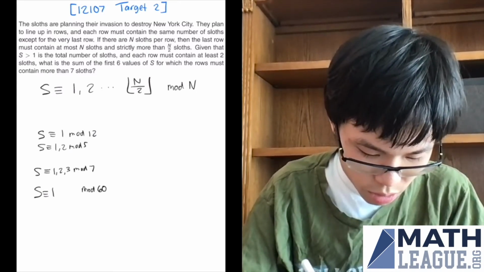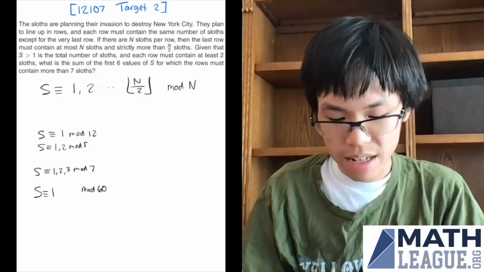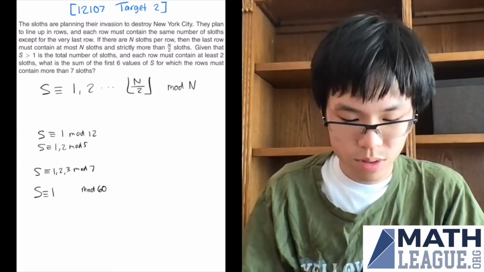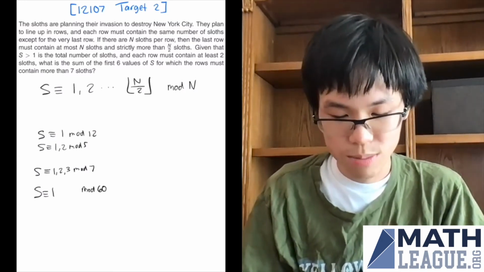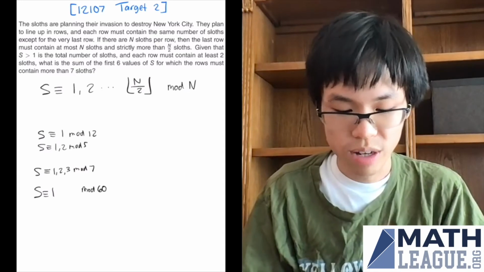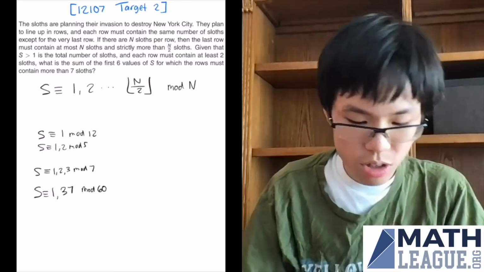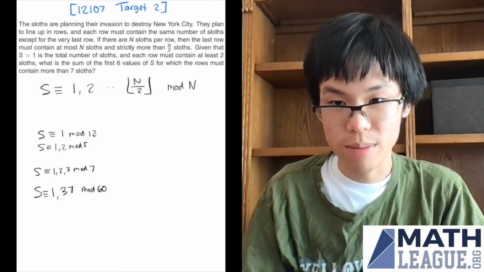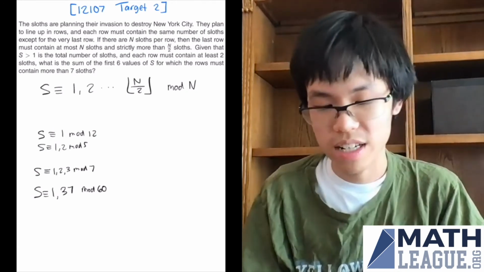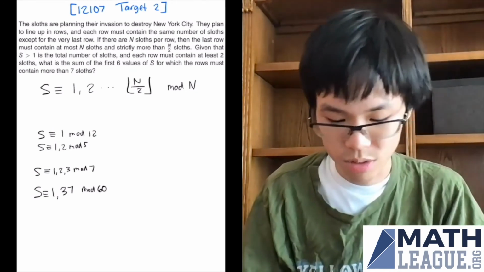But what about 2 mod 5? Well, let's just keep adding 12 to 1 and see what this results in. 1 plus 12 equals 13, nope. 13 plus 12 equals 25, nope. 25 plus 12 equals 37. Yeah, that works. 37 plus 12 equals 49, nope. 49 plus 12 equals 61, and we've already cycled back since it's over 60.